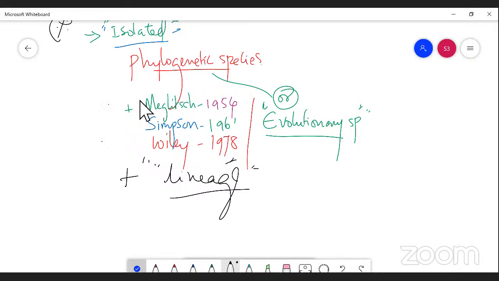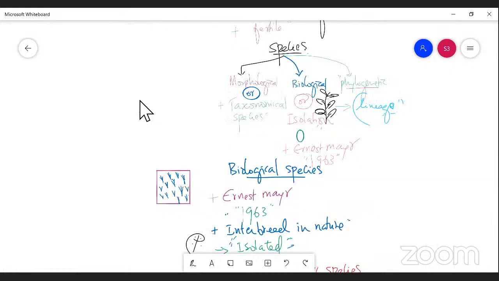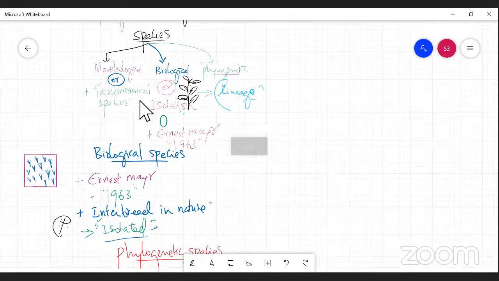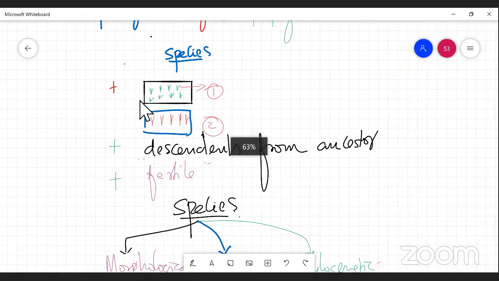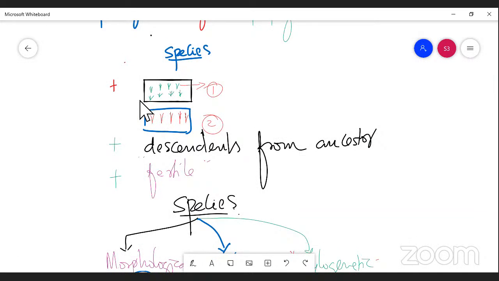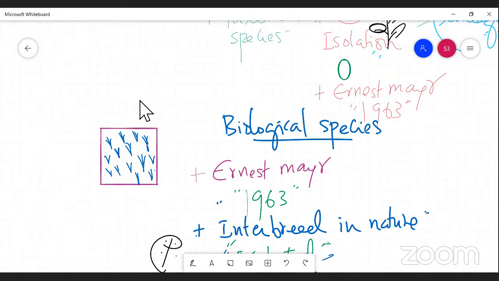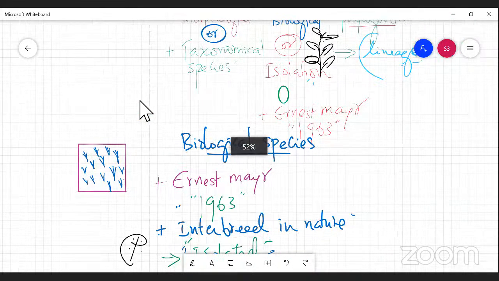Right. So this is the concept of species. I repeat once again because I have to go to the next topic. Today we have discussed the first topic, the concept of species. Before that, what is species? Species is the most fundamental unit in taxonomy or classification of plants, right? Species are a group of population that closely resemble one another. Second, they form descendants from a common ancestor. And third, they produce fertile offspring by sexual and asexual methods. The species are classified into the following types: morphological species, biological species, and the phylogenetic species.